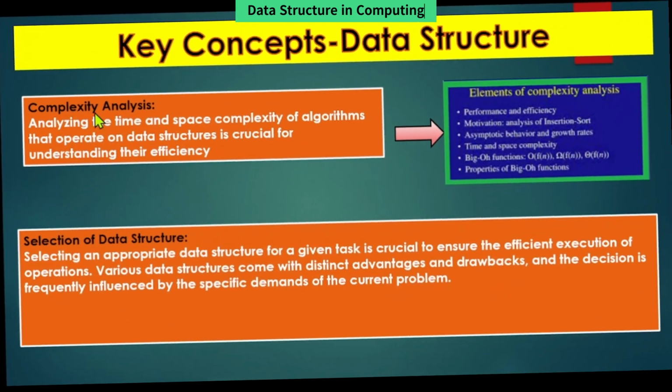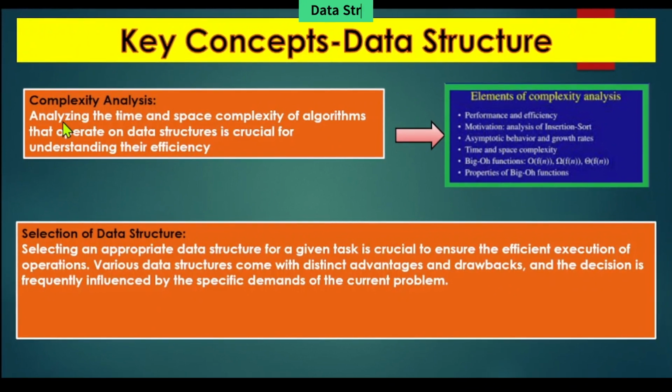Complexity analysis. Analyzing the time and space complexity of algorithms that operate on data structures is crucial for understanding their efficiency. Choosing the right data structure for a specific task is essential to ensure that operations are performed efficiently. Different data structures have different strengths and weaknesses, and the choice often depends on the specific requirements of the problem at hand.